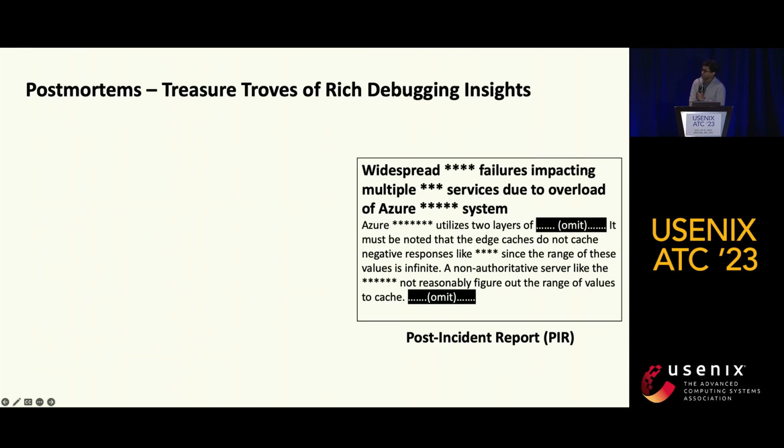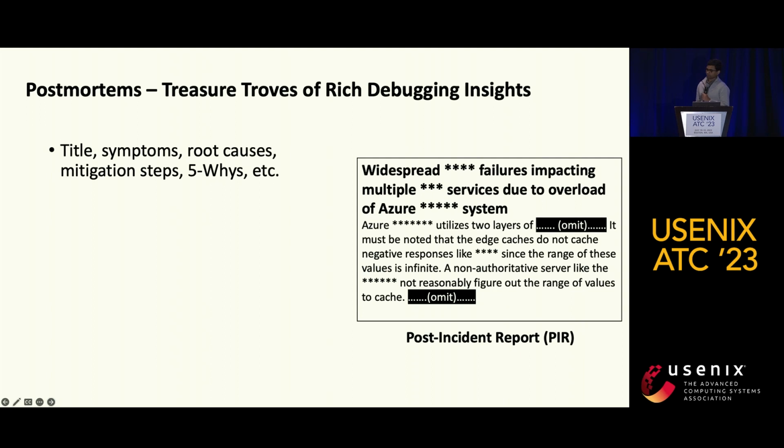So this is an example of a redacted postmortem report from Microsoft Azure. We also call these documents post-incident reports or PIRs in Microsoft. So these reports are treasure troves of rich debugging insights. They have so many details, including the symptoms of the incident, what root causes were found by engineers, what steps were taken to mitigate an incident, and so on.